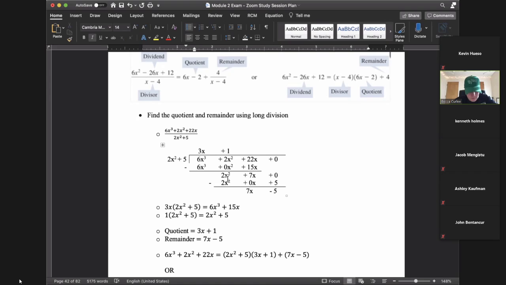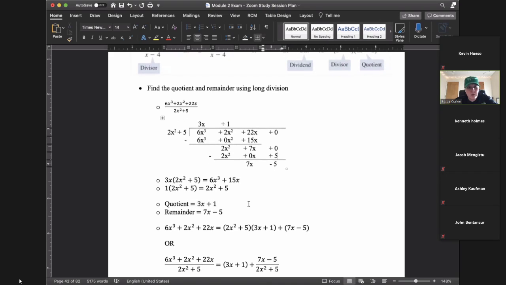So then you've got this 2x squared plus 7x. So how many times does 2x squared go into 2x squared? It goes in 1 time. 1 times 2x squared plus 5 is going to be 2x squared plus 5. And then you just subtract them here. So you've got 2x squared plus 7x minus 2x squared plus 5. So 2x squared minus 2x squared is 0. Then you've got 7x minus 0x is 7x. And then you've got 0 minus a positive 5 is negative 5. So that's going to be your remainder there.